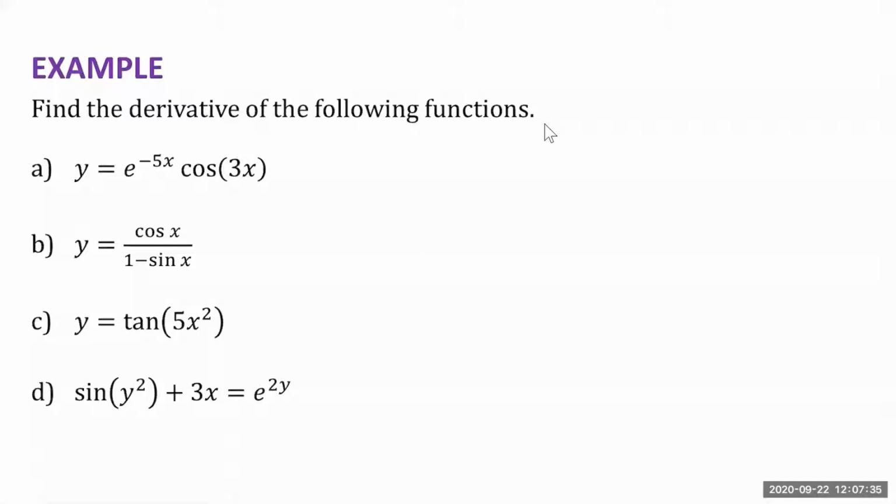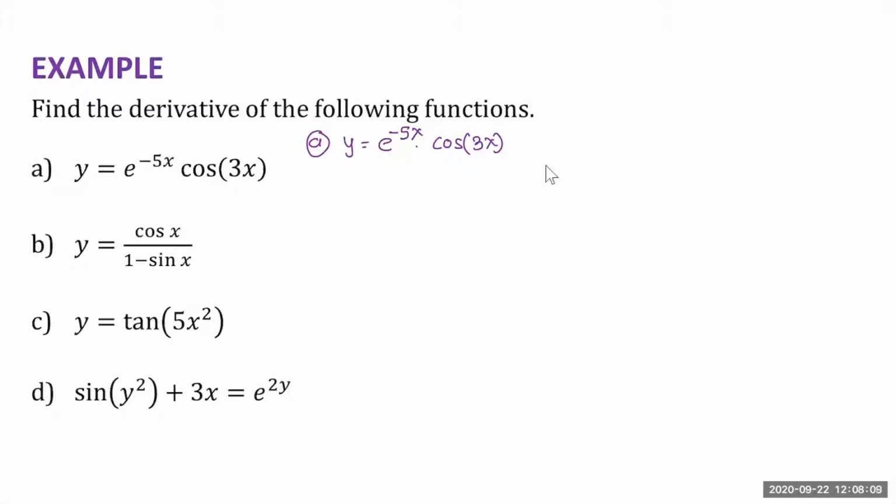Example, find the derivative of the following functions. Part A, we have y equal to e to the negative 5x multiplied by cosine 3x. So here we have the product of two functions, e to the negative 5x multiplied by cosine 3x.